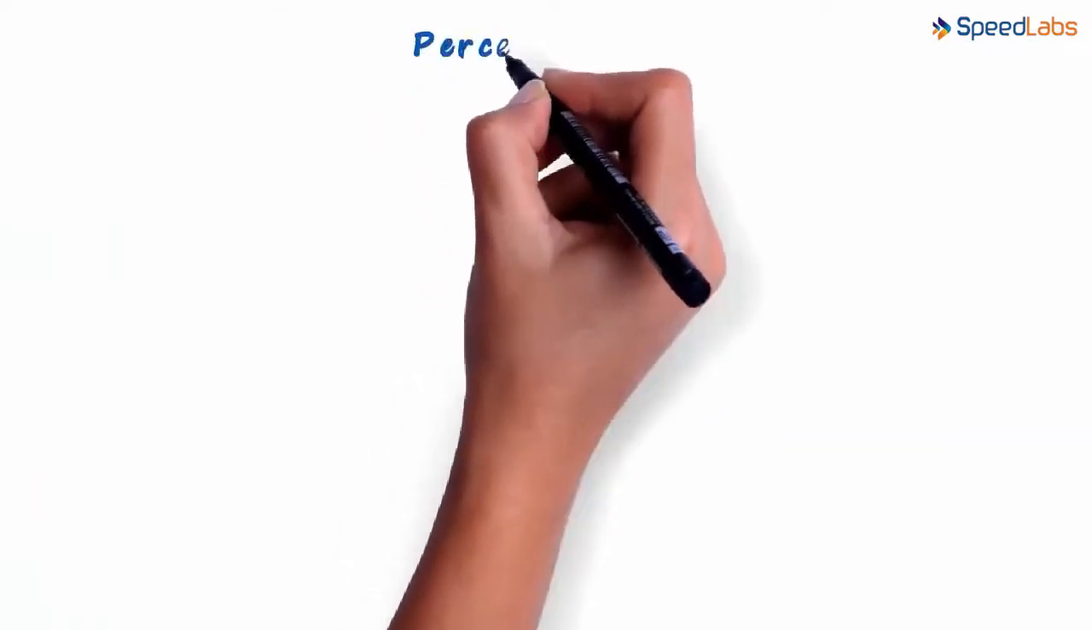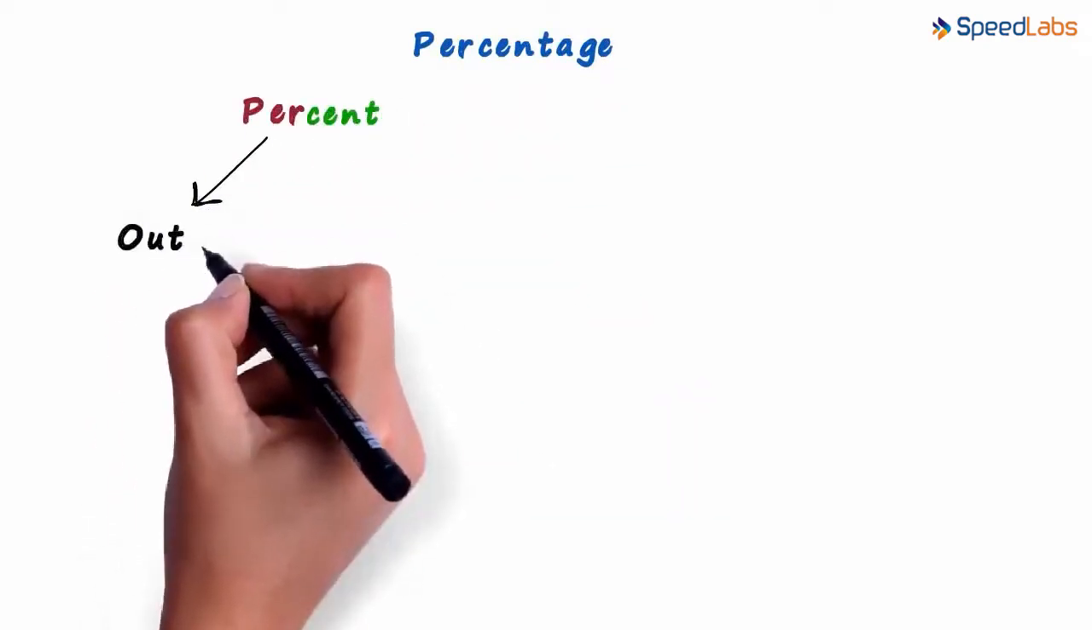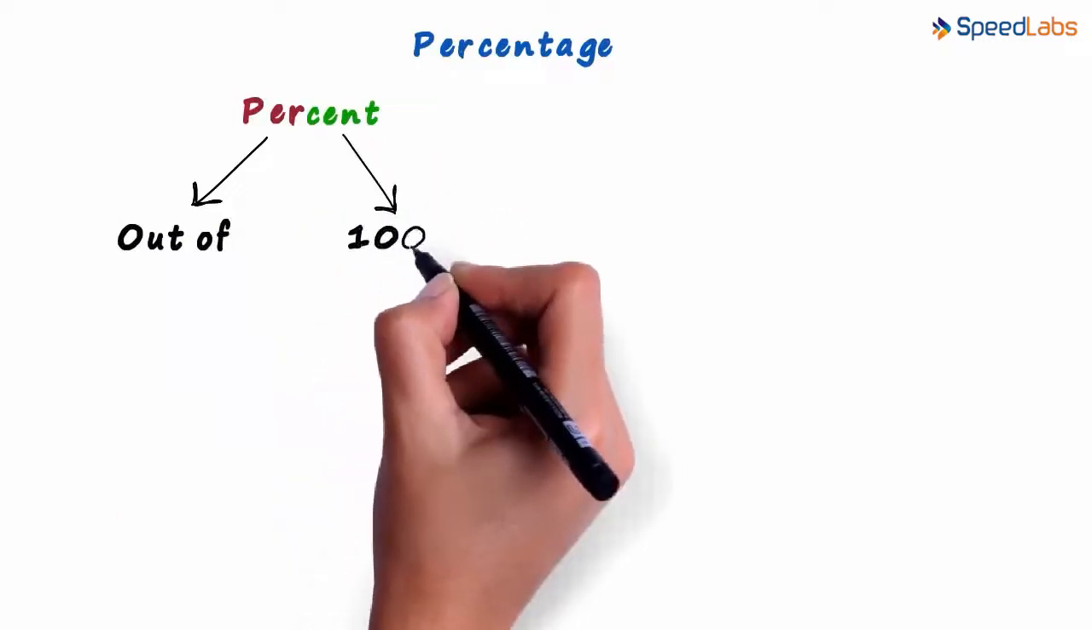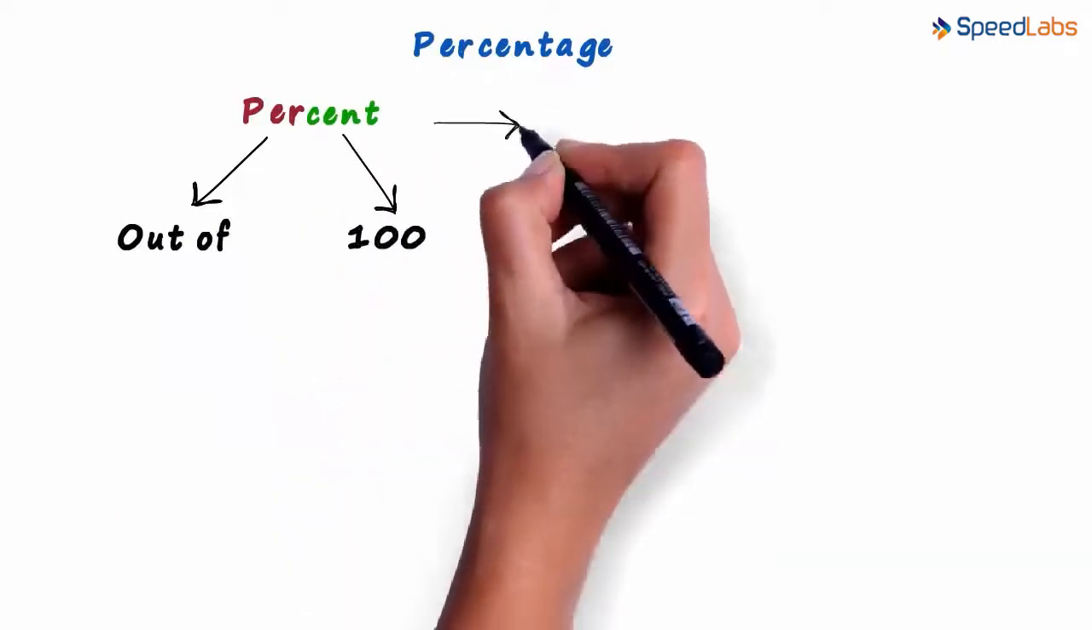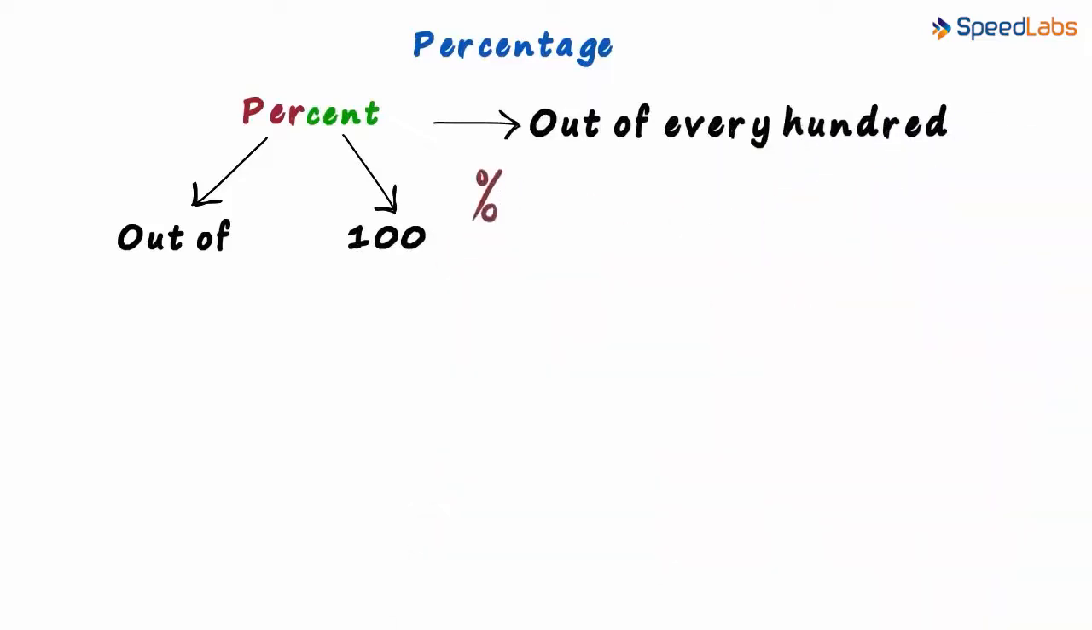Now let us try to understand what percentage means. Many times it's also referred to as just percent. Per actually means out of and cent means hundredth. Percent simply means out of every 100. This is the symbol used to denote percent.